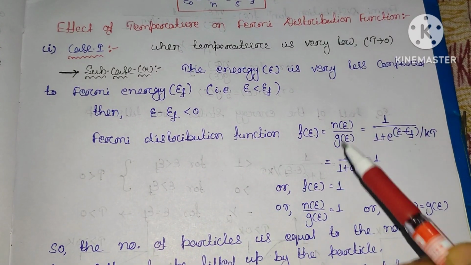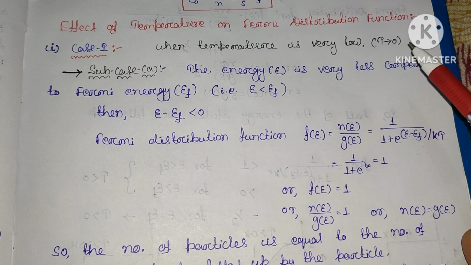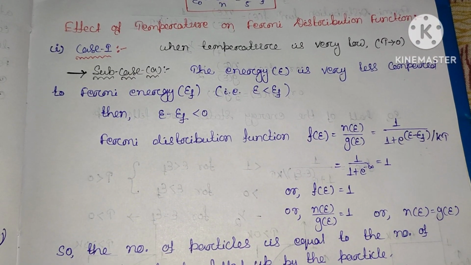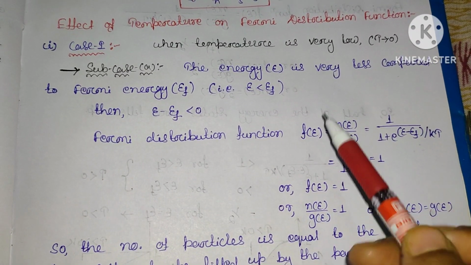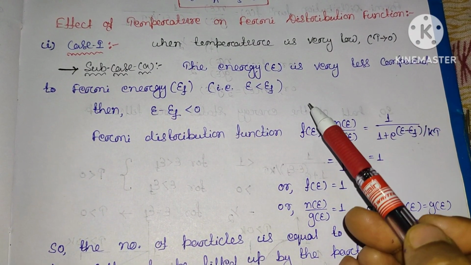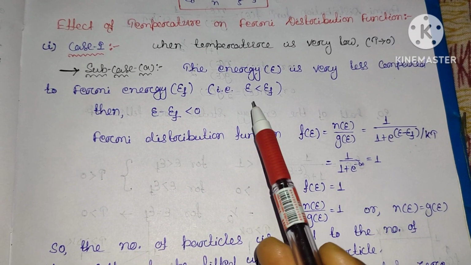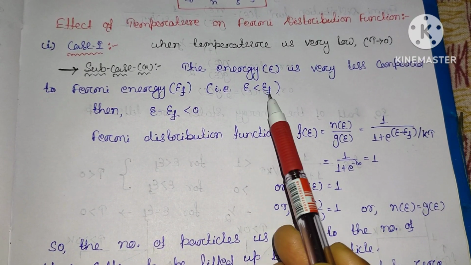So the first case is when the temperature is very low, it means that when temperature goes to 0. In that case, the first subcase is when the temperature is low, the energy is very less compared to the Fermi energy. So this is the first case, that is when E is less than EF.